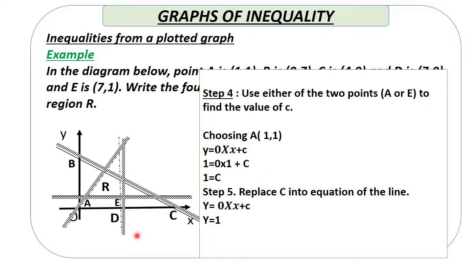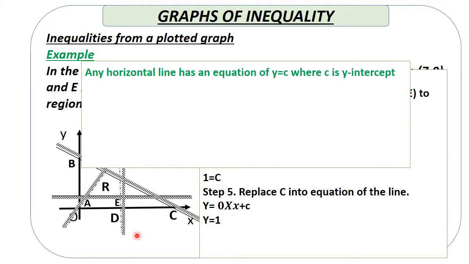For horizontal lines, here is the truth that holds. Any horizontal line has an equation of y is equal to c, where c is the y-intercept. So any horizontal line has this equation, y is equal to c. c is where it cuts the y-axis. A horizontal line is any line that is parallel to the x-axis. So this horizontal line cuts the y-axis here. The point where it cuts the y-axis is what you're going to put here, and that's your equation. So in our case, this point is 1, 1, meaning that the y value is 1, which means if you go to the y-axis, this point is 1. So in short, it cuts the y-axis at 1.